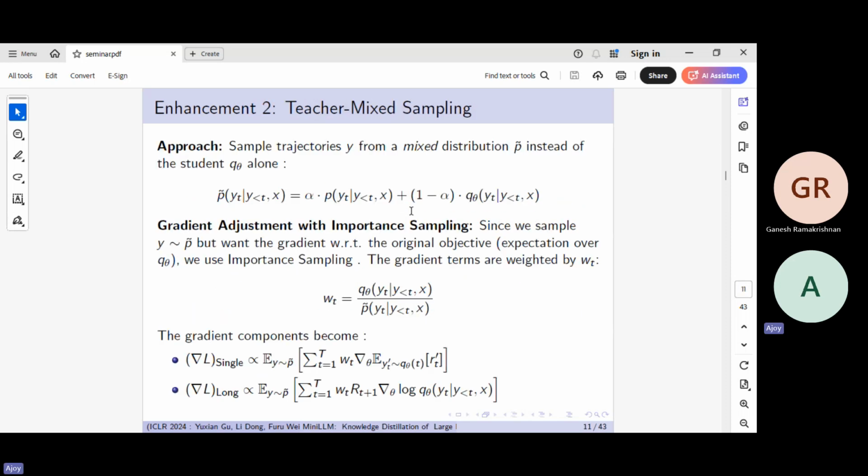So the next problem was reward hacking. What they want is that the student model should mostly train over the parent model. So they define the weight as q theta over p tilde, where p tilde is defined as the parent and student model sampling. So if q theta is mostly like p tilde, this will mostly be 1, and the weight will be defined accordingly.